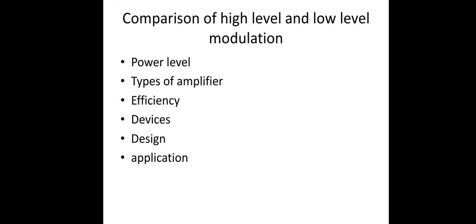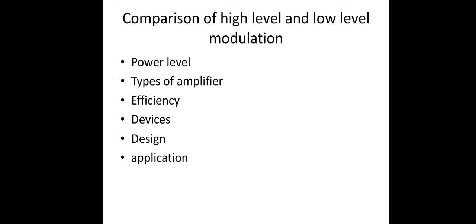Next, the comparison of high level and low level modulation. The first parameter is the power level. In high level modulation, modulation takes place at a high power level, and in low level modulation, modulation takes place at a low power level. Then the types of amplifier. In high level modulation, highly efficient class C amplifiers are used, and in low level modulation, linear amplifiers such as class A, class B, and class AB are used after modulation.